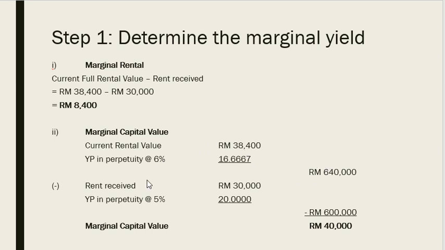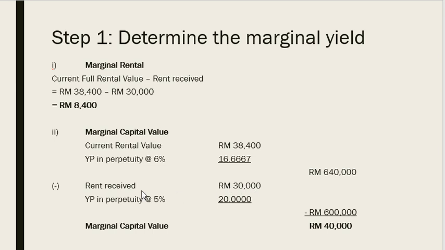So now we are going to deduct the marginal capital value at the bottom. Just now we were doing the top. Now we're doing the marginal capital value for the bottom one. So the bottom one would be the rent received. In the question, it is given that the rent received is 30,000.